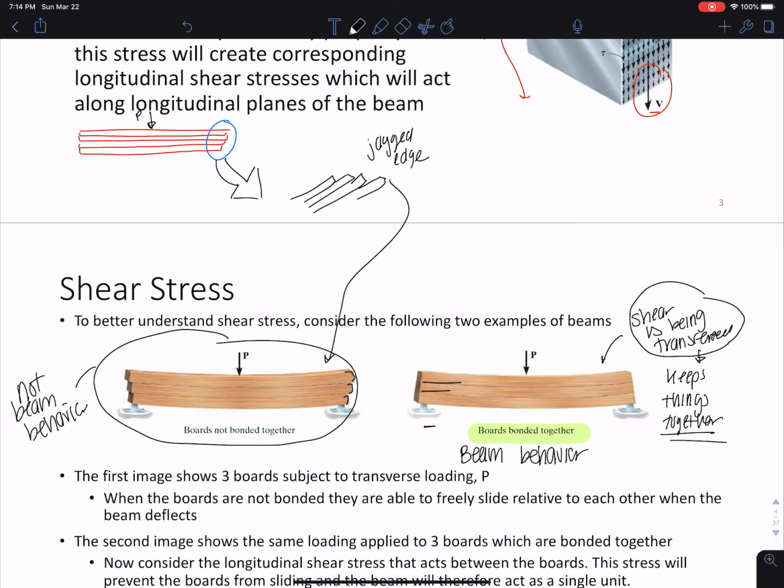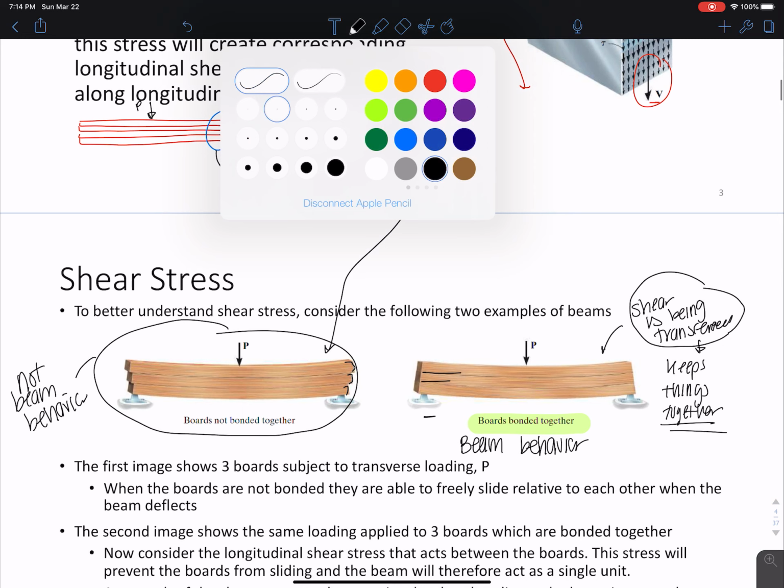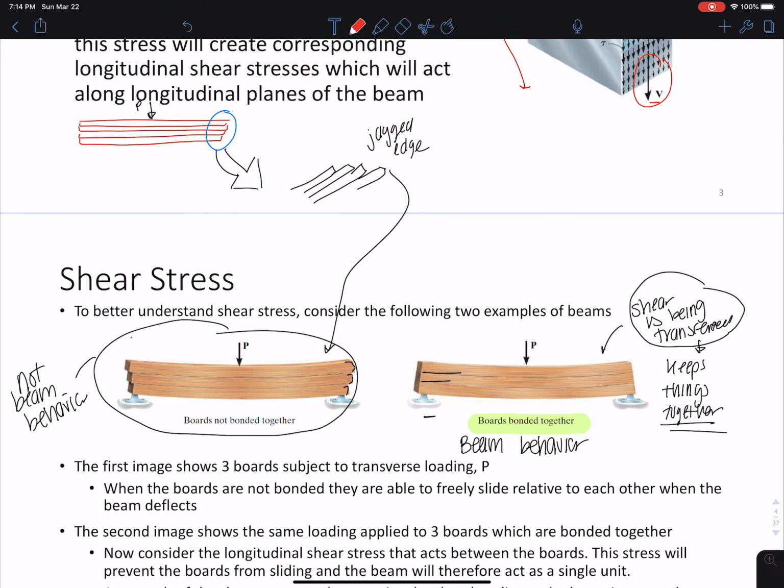So for this class, and by the way, just as a side note here, we cannot use this formula. We cannot use Mc over I here, because this doesn't act as a beam. It's not linear, it's not a continuous edge, and it doesn't follow beam behavior. So what we're going to assume for this class is that all of these boards stay bonded together.